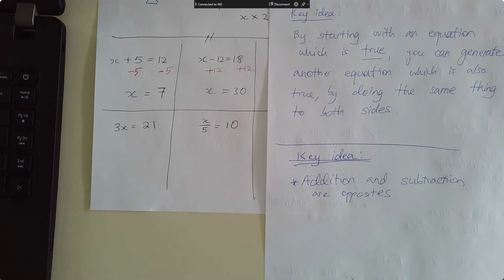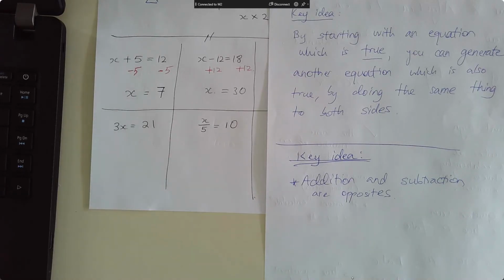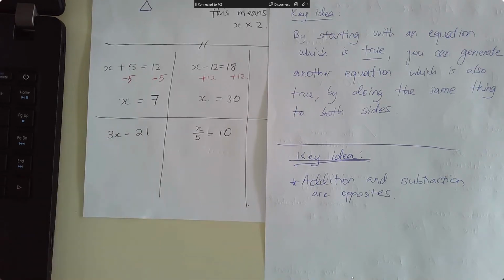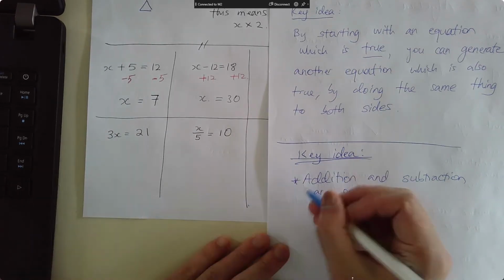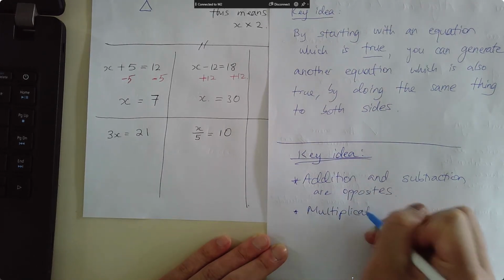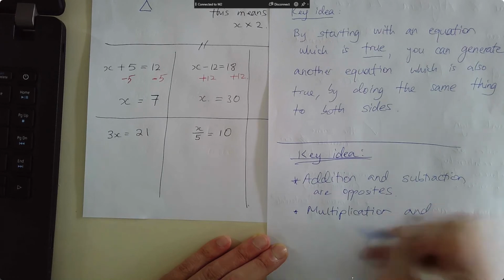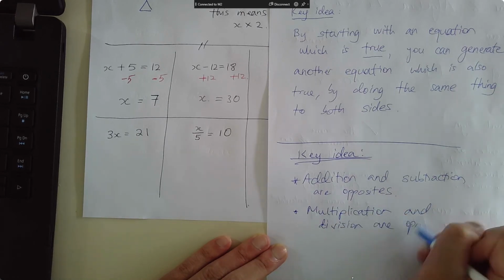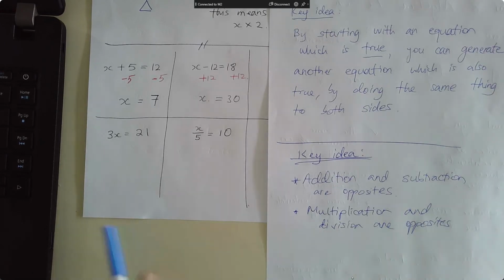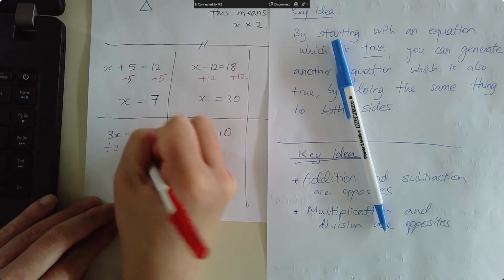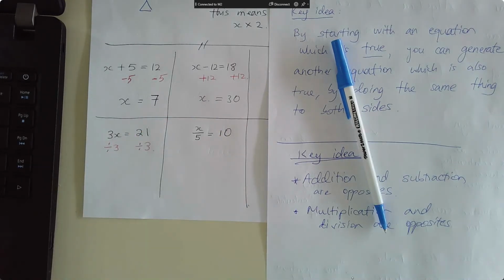What should we do here? 3x equals 21. Divide, because we've multiplied x. So the opposite of multiplication is division. Okay, so this is how I want you to show your working.